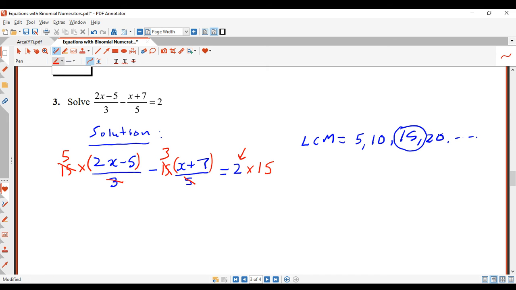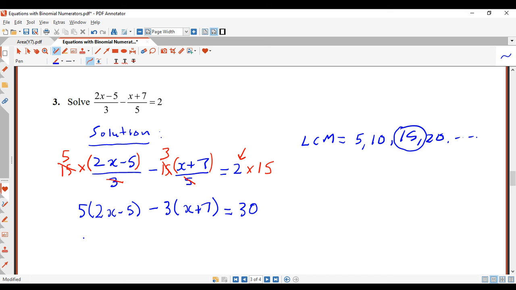Okay, now the whole purpose of this, of course, is to get rid of those denominators, which we have. We now write down the new equation: 5 brackets 2x minus 5, minus 3 brackets x plus 7, which is equal to 30. All right, now we're going to expand the brackets.